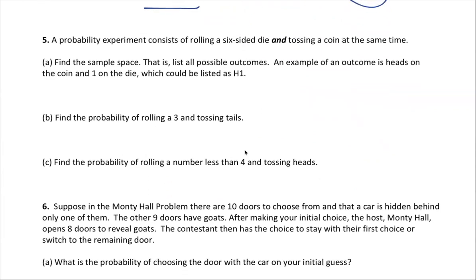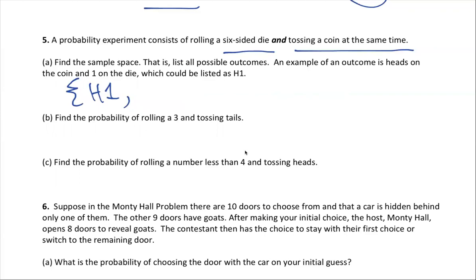Another example, this one's a little more complicated, right? You're rolling a 6-sided die and you're tossing a coin, right, which has 2 outcomes, heads or tails, right? So in this one, you're going to first list the sample space. So when you do that, you're just going to start with your squiggly bracket and then list all possible outcomes. Remember, you're doing the die and the coin at the same time. So an outcome, in this example I gave, you got a heads on the coin and 1 on the die. So I would list that as H1, comma, right?